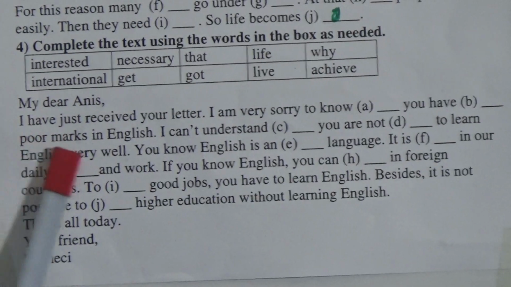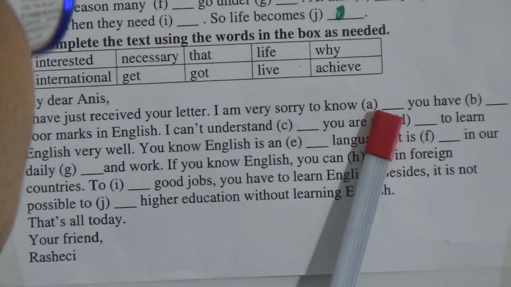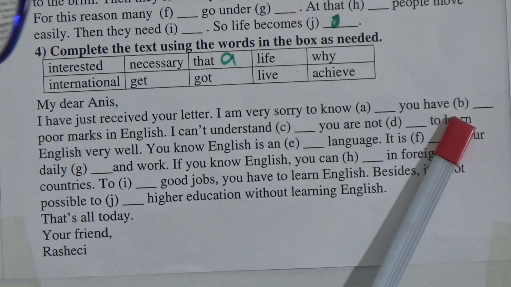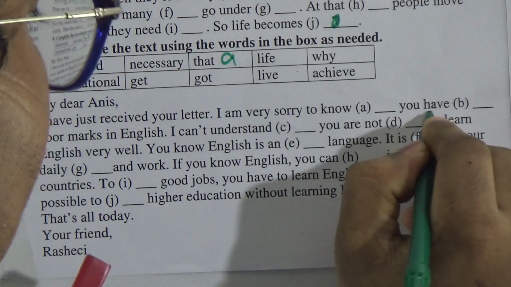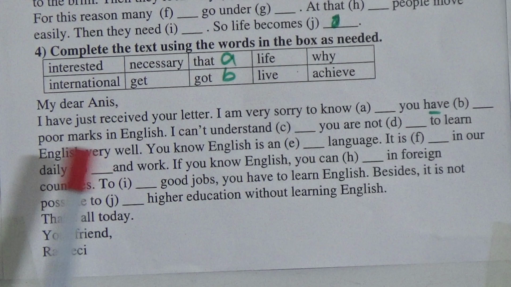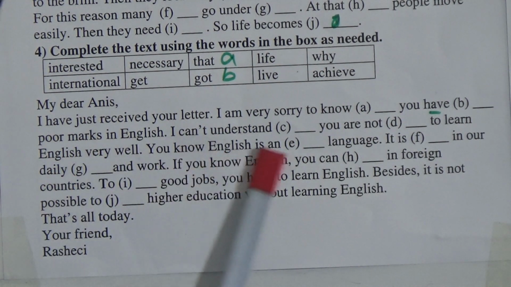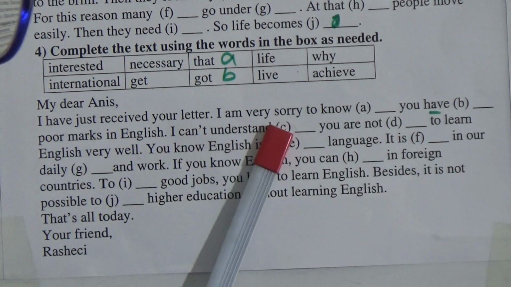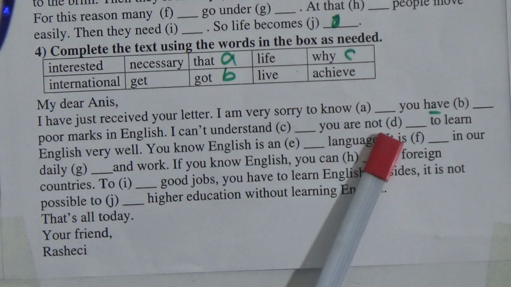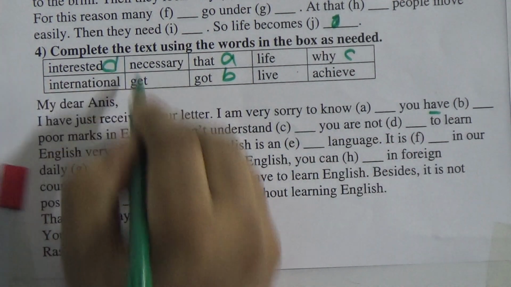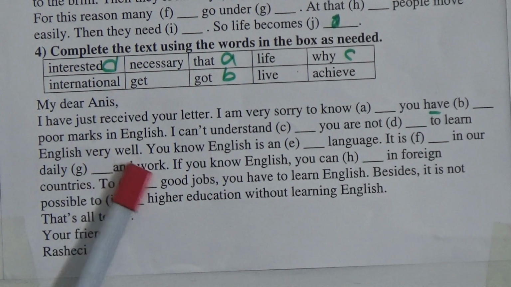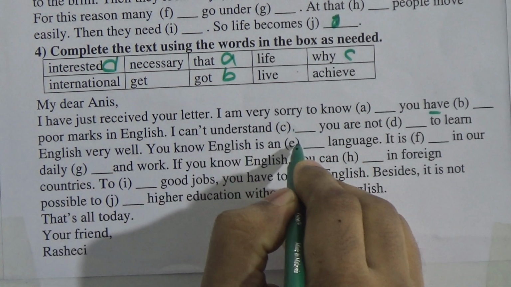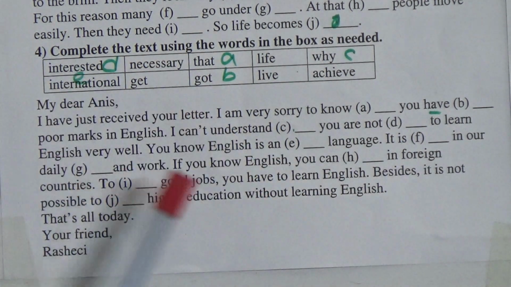My dear Anis, I have just received your letter. I am very sorry to know that, number A, that you have dash poor marks in English. So you have got, after have past participle of the verb, got poor marks in English. I can't understand dash you not dash to learn English very well. So I can't understand why you are not interested, number D, interested to learn English very well. You know English is an dash language, so English is an international language. Number E will be international language.